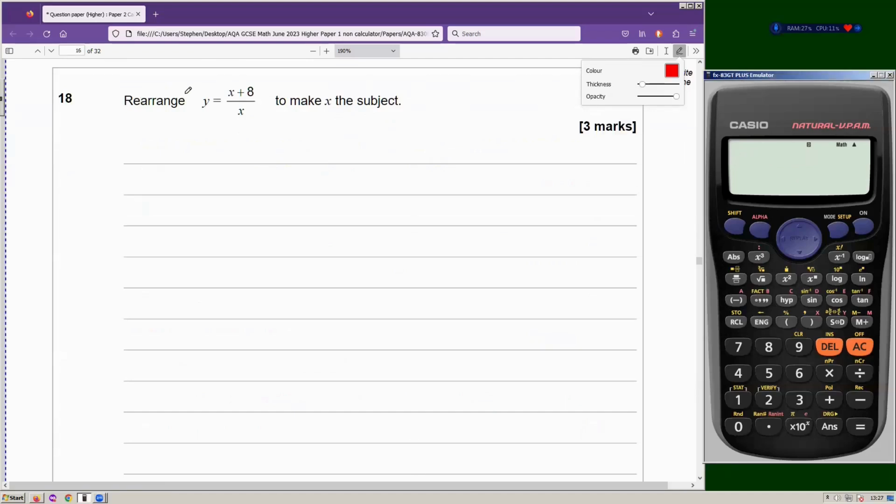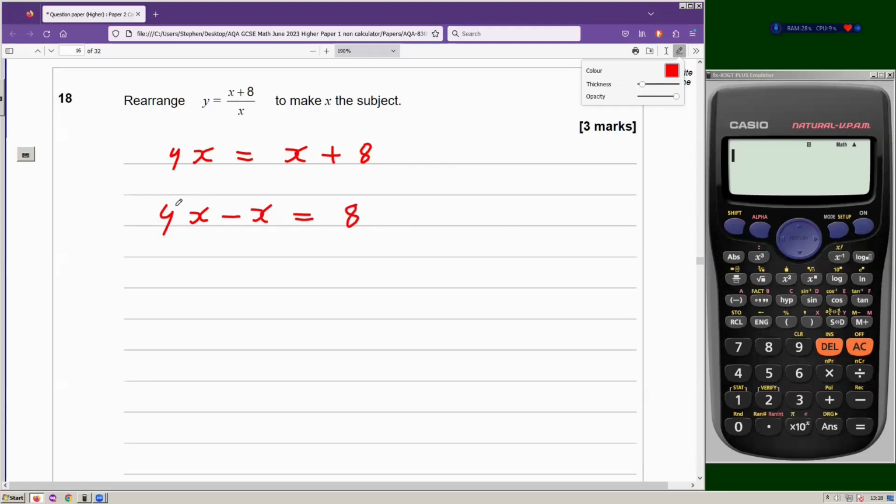Question 18. Rearrange y equals x plus 8 over x to make x the subject. Well, let's multiply both sides by x. So yx equals x plus 8. I'm going to bring all the x's to one side. I'm going to bring this x over: yx minus x equals 8.